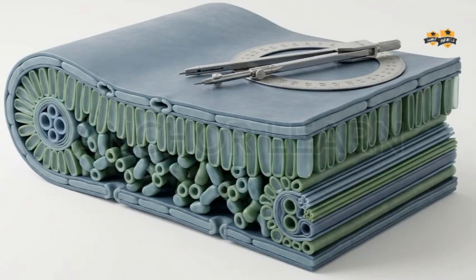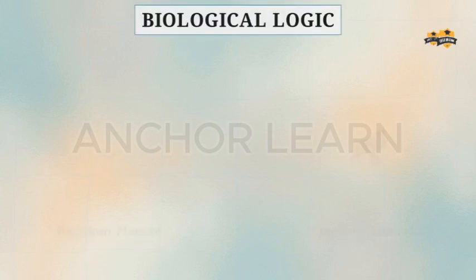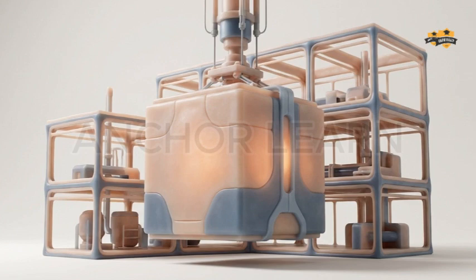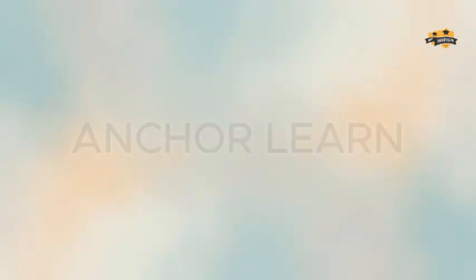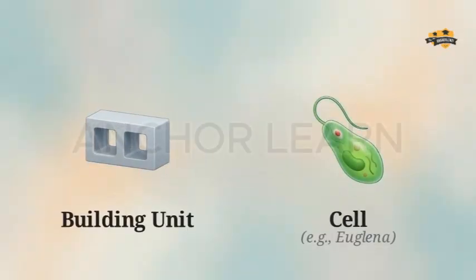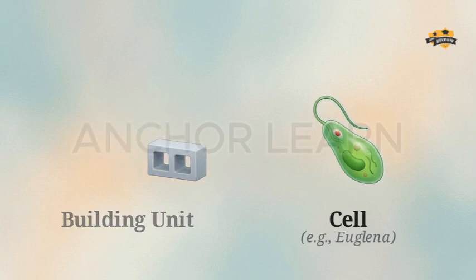To defeat the board, you must adopt the architect's mindset. Every organism, plant or animal, follows a specific blueprint of interconnected parts. Building a living organism operates on the same logic as constructing a manufacturing factory in Legos. This foundational unit is the cell. Like the euglena, one single cement block can form a complete structure.